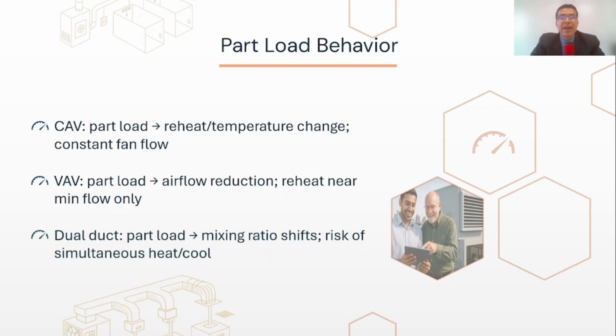These systems handle part load by shifting the mixing ratio of hot and cold air. I'm talking about the dual duct systems. Instead of reducing total airflow, they simply provide more cold air or less hot air, or vice versa, to a zone.